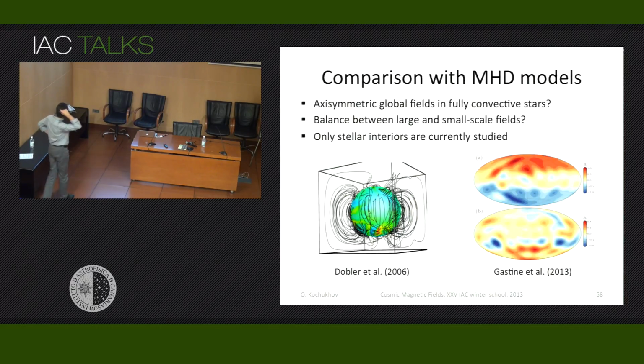What does theory tell us? Well, there have been several attempts to generate magnetic fields in fully convective stars, and apparently it's very easy to do that. And yes, indeed, some studies obtained these kinds of pictures with a roughly global poloidal axisymmetric field with a strength similar to equipartition.